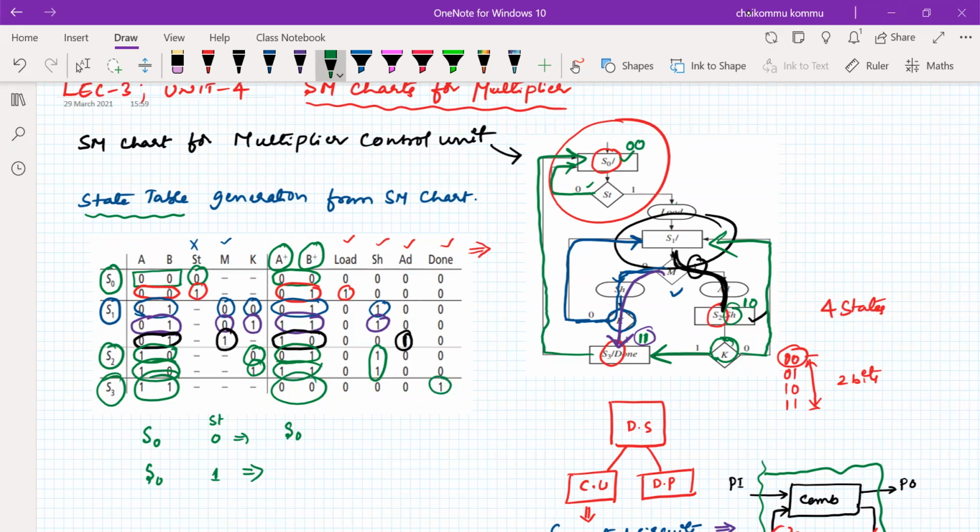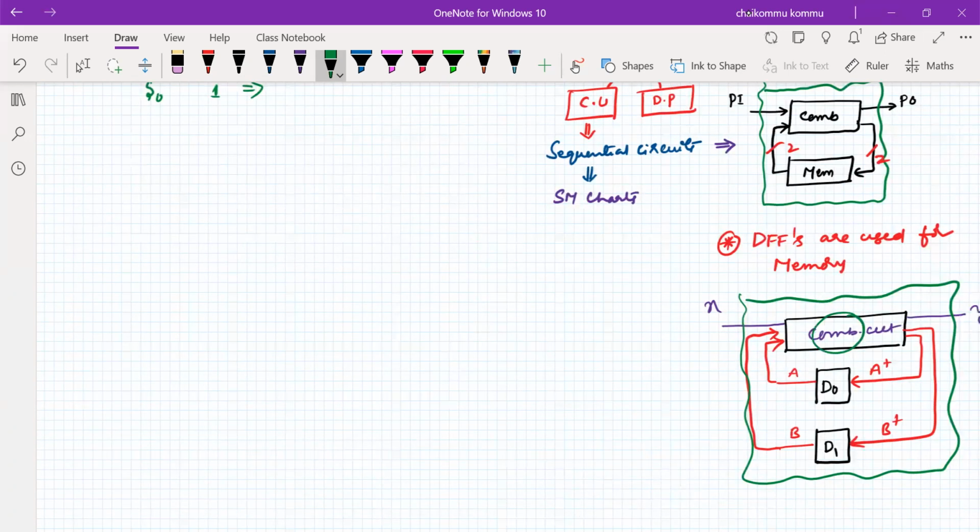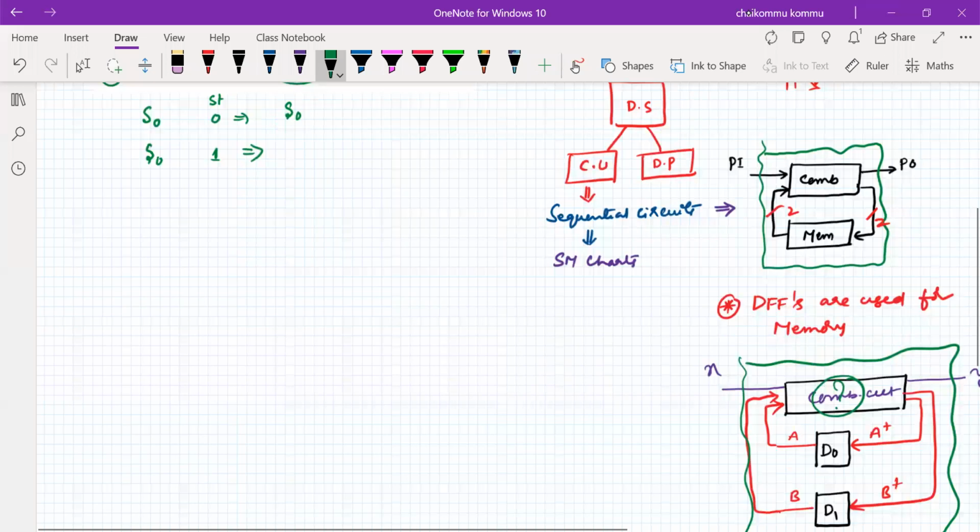Okay, so this is how we can generate the state table from the SM chart. It's very simple. The only thing is that based on the idea, we have to generate the SM chart. From the SM chart, the state table is very simple. The remaining things are as usual. We know how to generate the A plus signal, B plus signal, and what exactly the equations are. For example, I mentioned that here is a combinational circuit. What exactly is the meaning of the combinational circuit, and how can I generate it? All these things can be done with the help of this state table.